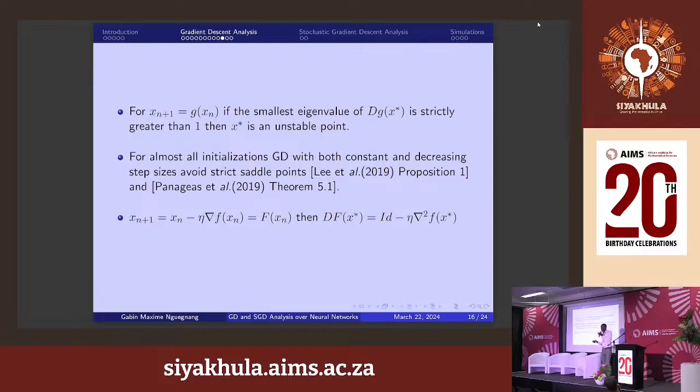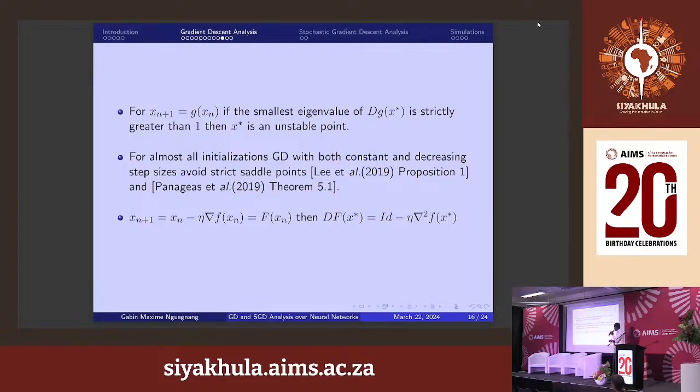The intuition behind this result is the following. In a dynamical system, if you have an algorithm that is defined by J, and the Jacobian of J at the critical point has its minimum eigenvalue strictly greater than 1, then that point will be a repelling point, so that there will be repulsion. Any trajectory coming there will be rejected.